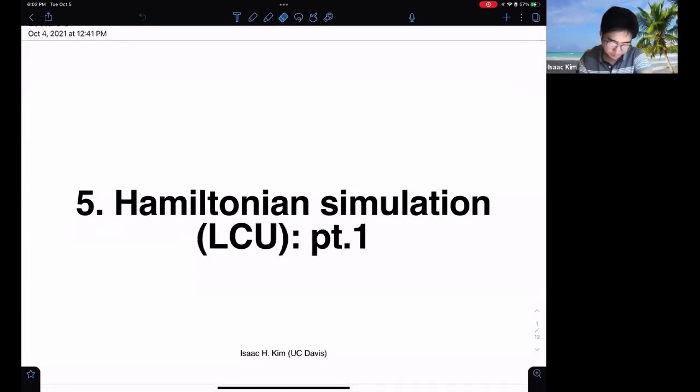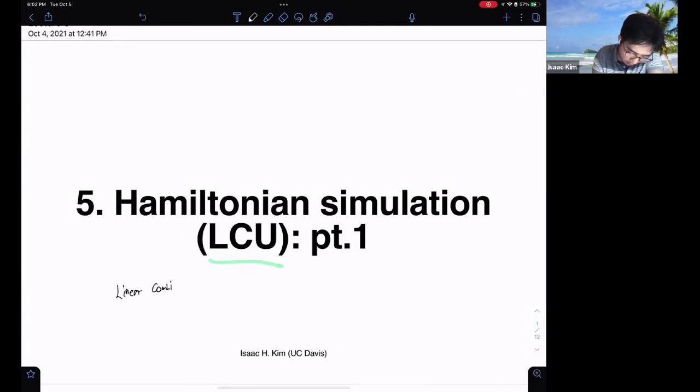So we will continue our discussion on Hamiltonian simulation. And today the main theme is LCU. What is LCU? It means linear combination of unitaries.